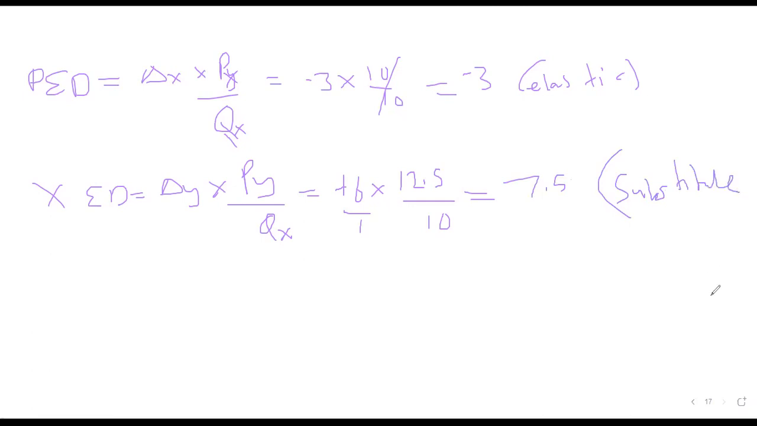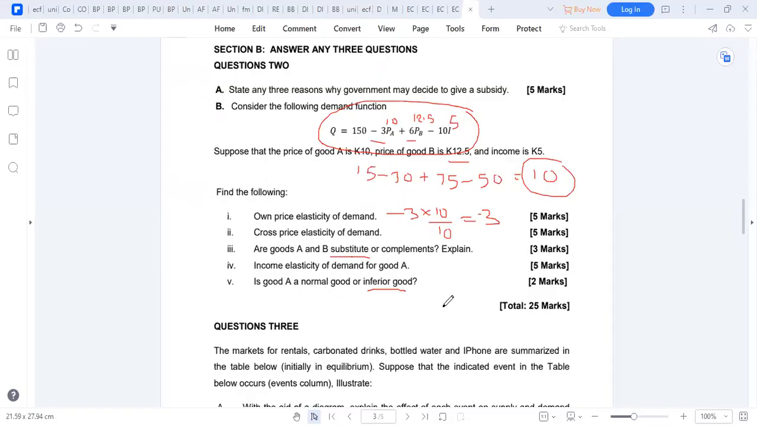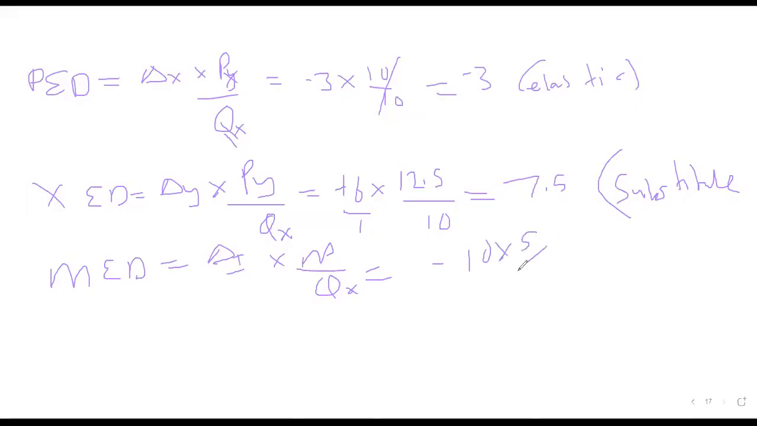Okay. So we go to another elasticity, elasticity of income. Income elasticity of demand is change in income times income over quantity of good X. So here, what is our change in income? -10. Then 5 over 10. So here I have -10, 5 over 10. So here we're going to get -5. So if the income elasticity is negative, it is called an inferior good. So this is how we calculate that.